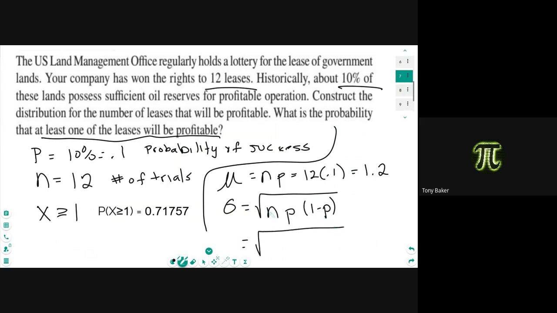So what was n? P was 0.1. And what's 1 minus p? This is where you're going to use the 90. So 0.9. One key thing, these two numbers right here always have to equal 1. Okay? Those two numbers should always equal 1. If they don't, you messed up somewhere.